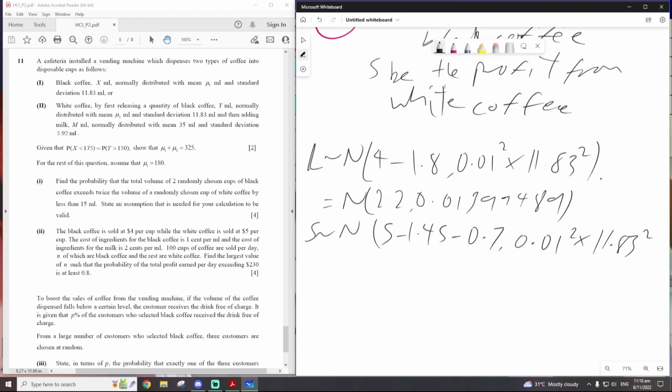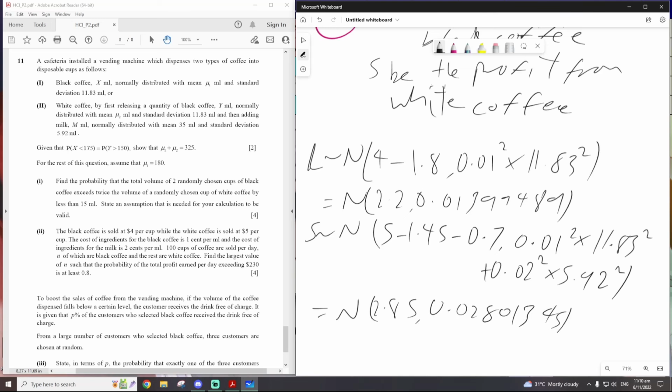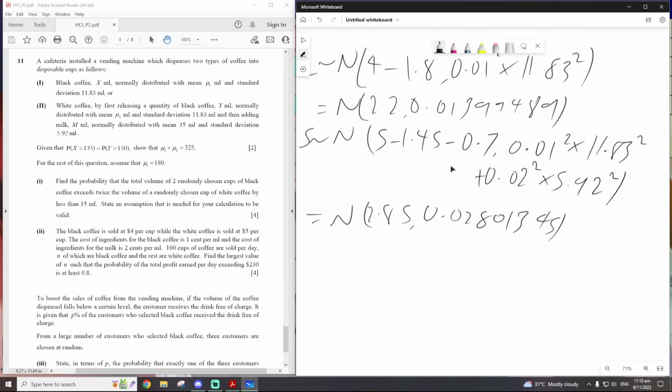And then you need to add the variance of the milk, 0.02 square times 5.92 square. Okay, which is the normal distribution with mean of 2.85, 0.02801345. And clearly you can see that the white coffee makes more profit than the black coffee.